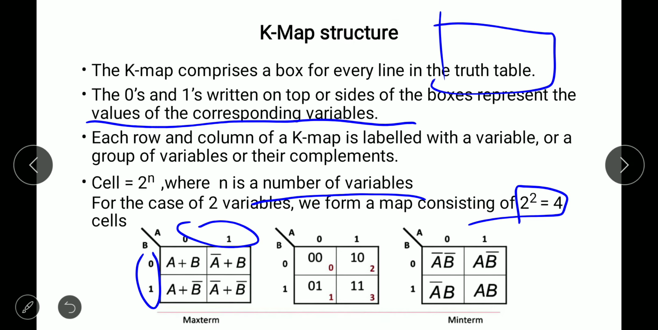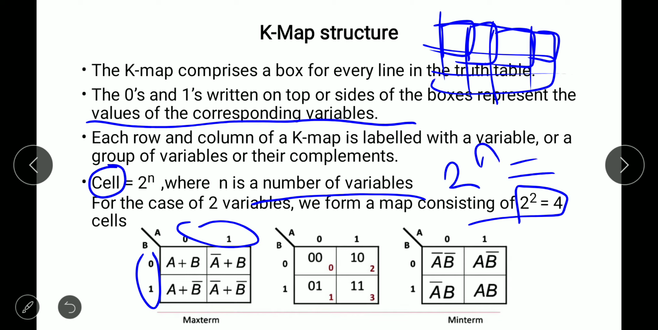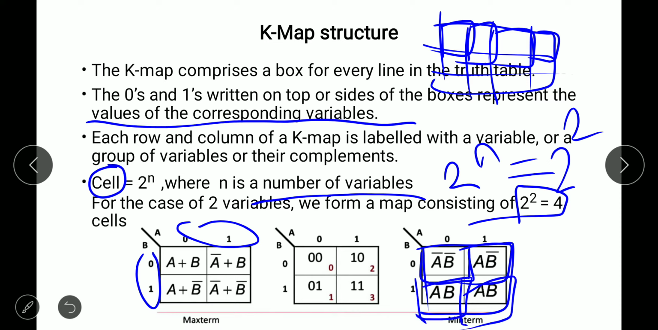The K-map consists of boxes, so if there are n variables, the number of cells is 2 to the power n, where n is the number of inputs. If you have to plot a two-variable K-map, then n is 2, so 2 to the power 2 is 4. So it consists of 4 cells: the first cell, then second, third and fourth. This is the two-variable K-map.